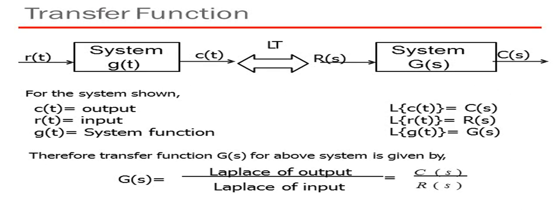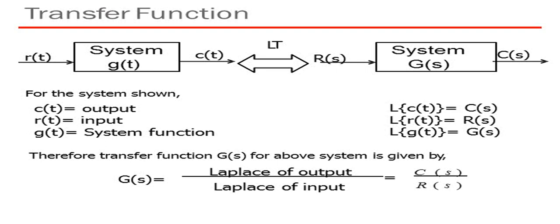So here it is shown diagrammatically. On the left side you can see the system g of t. It is the time domain system. Its input is r of t. Then the system function is given as g of t and the output is c of t. So when we apply the Laplace transform on this system g of t, it is converted to the S domain. As we know, Laplace transform converts the time domain function into S domain function. So after applying Laplace transform, the system is represented as g of s.